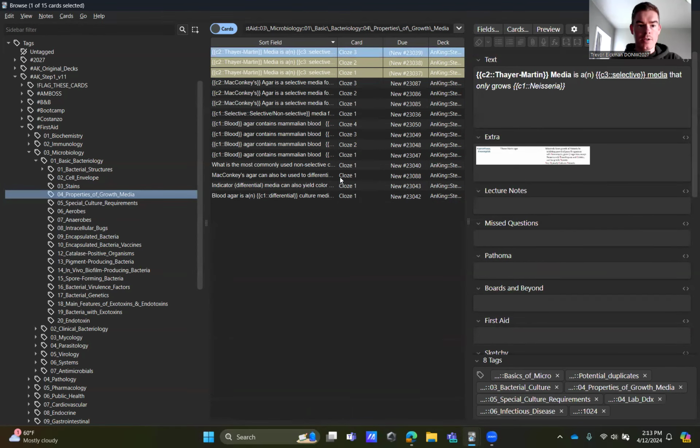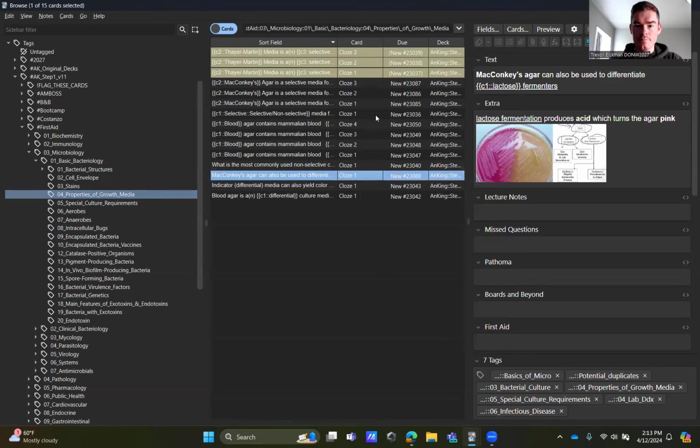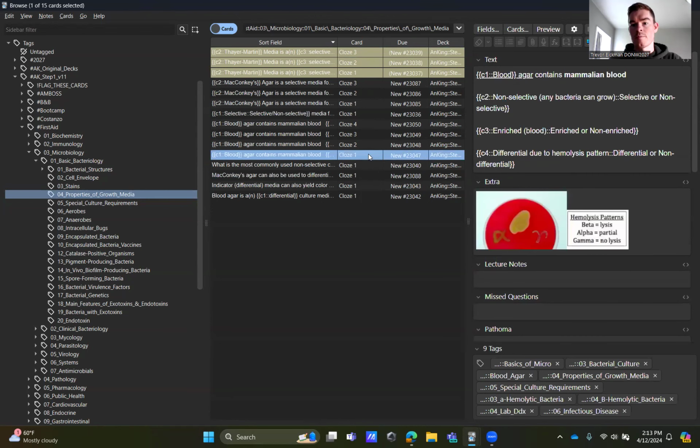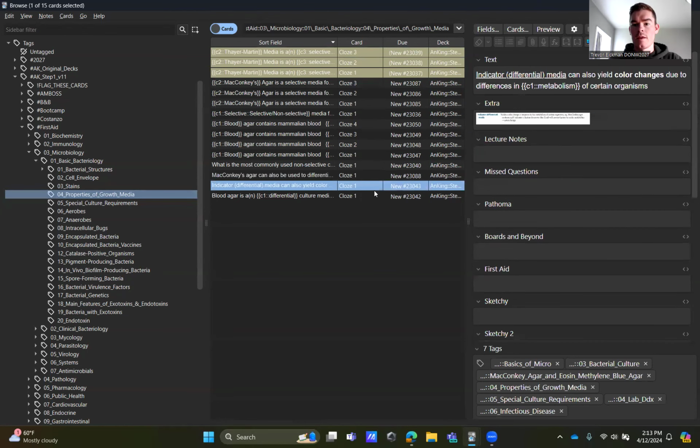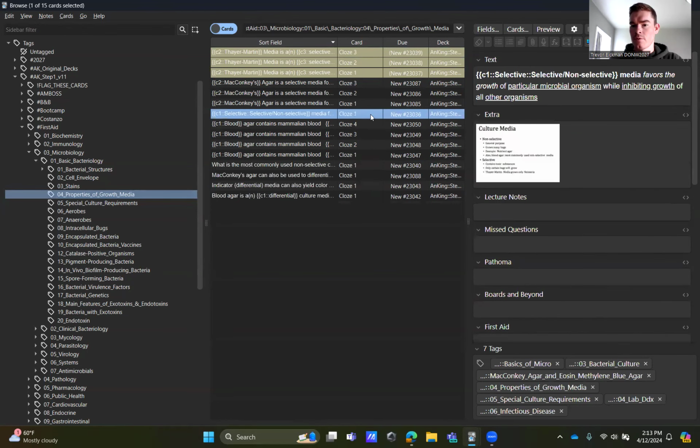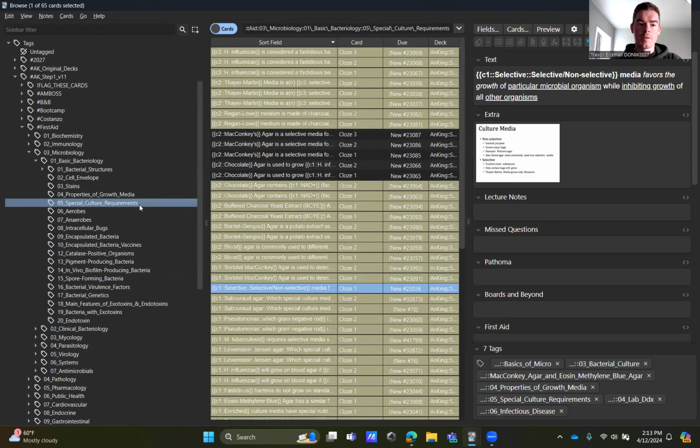Then we're going to go to properties of growth media. This one's really easy. You're just going to skip the first three and activate the rest. That's going over MacConkey's agar, selective, and the blood agar, which is the sheep's blood agar. Then I believe there's another one in here for chocolate agar. Oh, maybe that's in the special. That's in the special here. So we're going to move on to special culture requirements.